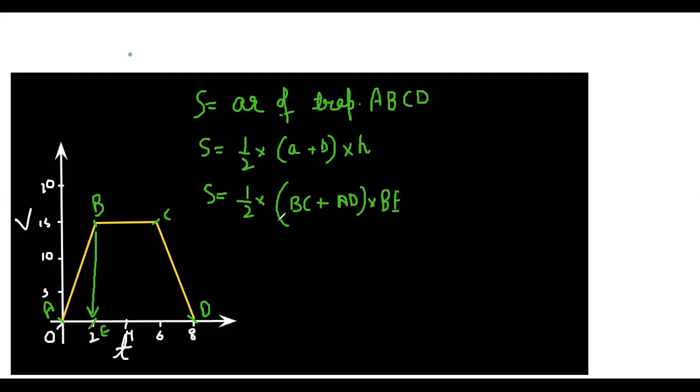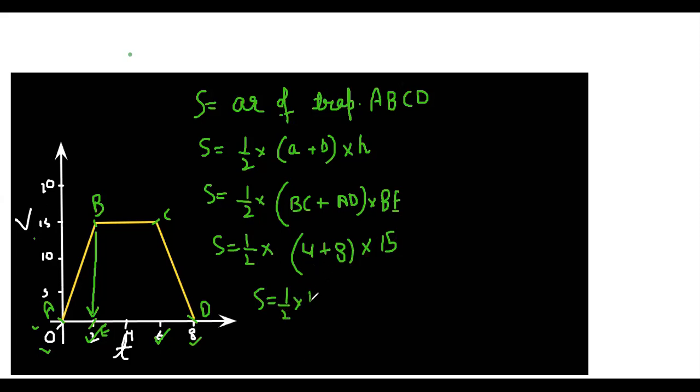Fine. Now you are going to find out the values. Half into BC is what? It goes from 2 till 6. So 6 minus 2 is 4 plus AD, it goes from 0 till 8. So 8 minus 0 is 8. Multiply by BE, which goes from 0 till 15. So that is 15. Fine. Okay, so S is equal to half into sum of parallel sides.